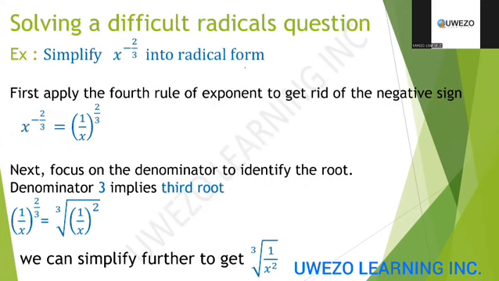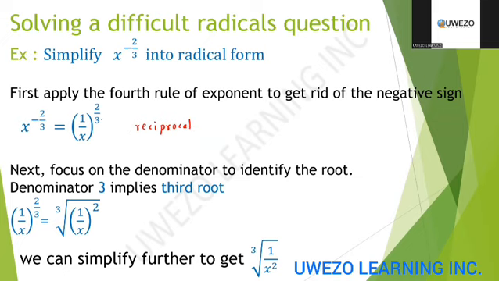Now, when there is a difficult question on radicals where you see a negative power and also some fraction, the first thing we need to do is get rid of the negative sign. So x to the power minus 2 over 3 can be written as 1 over x to the power 2 over 3. So do the reciprocal to remove the negative sign in the power.